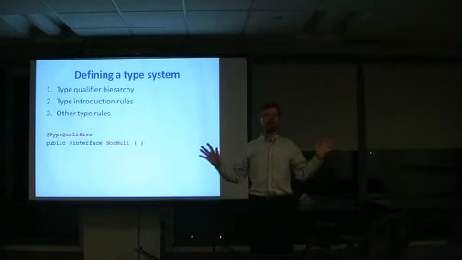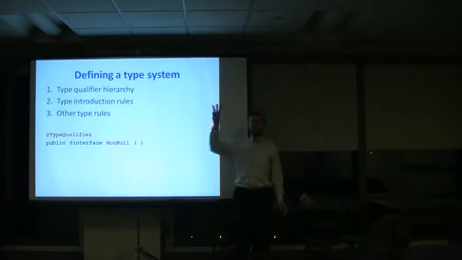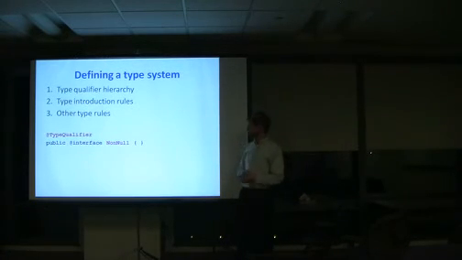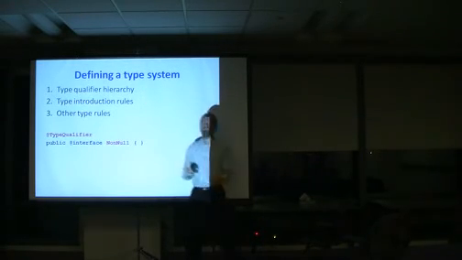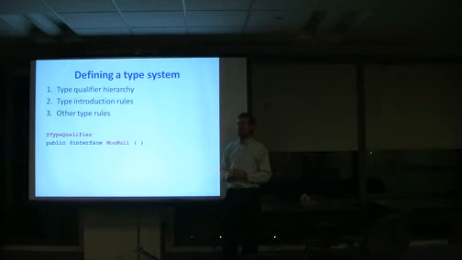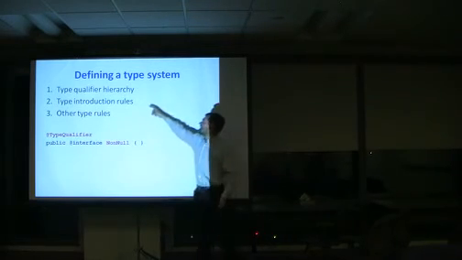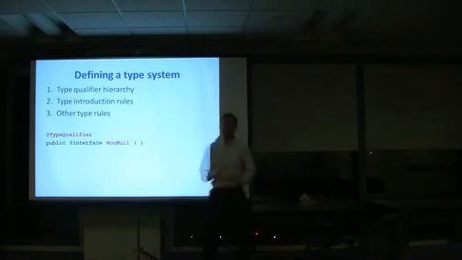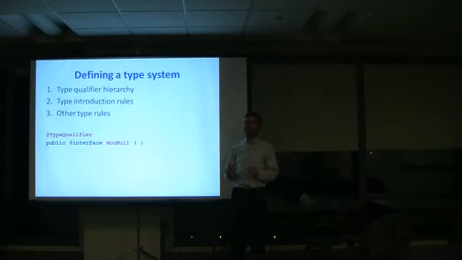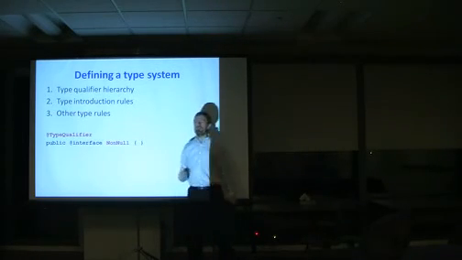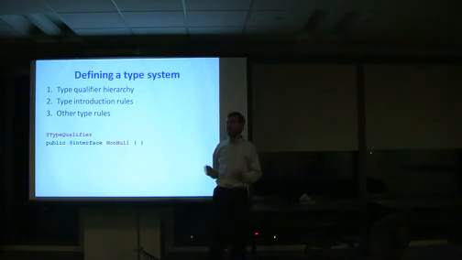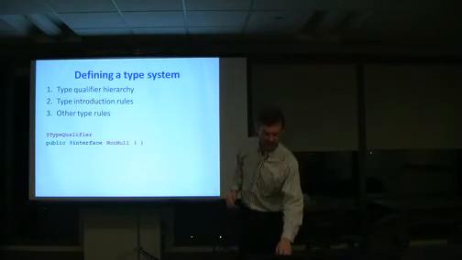Now, if you want to define a type system, you have to specify 3 things about the type system. The first is you have to declare the type qualifier hierarchy. That's going to tell you all the subtyping relationships. The second thing is you have to declare type introduction rules. That's places where even when you don't write a cast or any other annotation, it's still there for you. And the third is all the other type rules, the special type rules, the places that an error can get raised. So let me show you how you do each of those things.